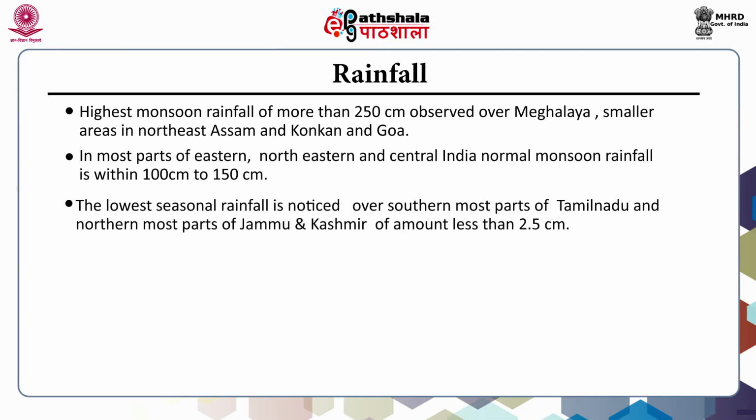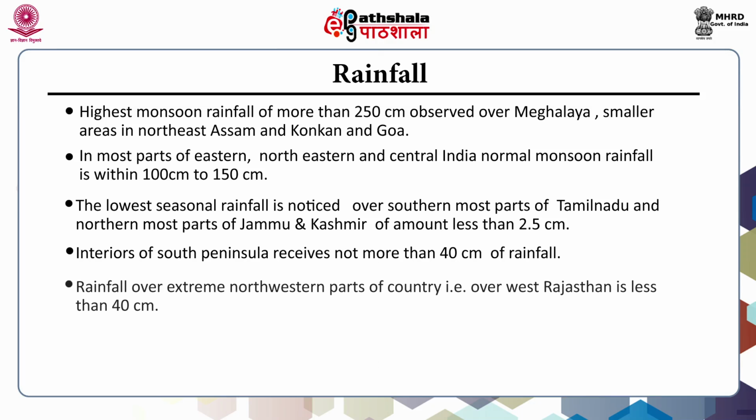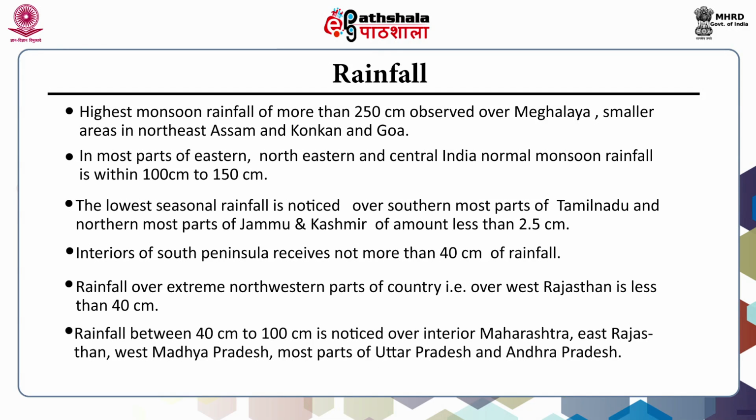The lowest seasonal rainfall is noticed over southernmost parts of Tamil Nadu and northernmost parts of Jammu and Kashmir, which amounts to less than 2.5 centimeters. Interiors of the South Peninsula receive not more than 40 centimeters of rainfall. Rainfall over extreme northwestern parts of the country, that is over Rajasthan, is less than 40 centimeters. Between 40 to 100 centimeters of rainfall is noticed over interior Maharashtra, East Rajasthan, West Madhya Pradesh and most parts of Uttar Pradesh and Andhra Pradesh.